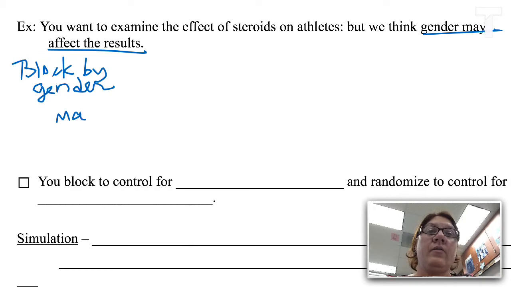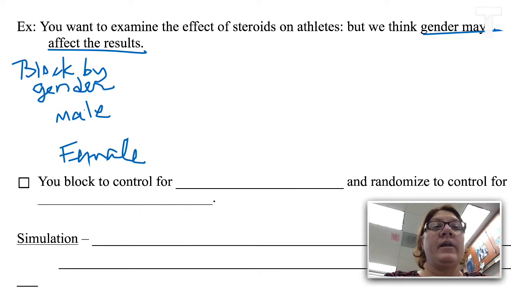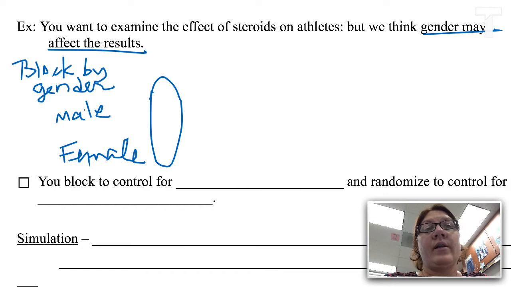So we'll have male and female blocks. And then I will randomly assign. So I usually do a little circle here and do random assignment.